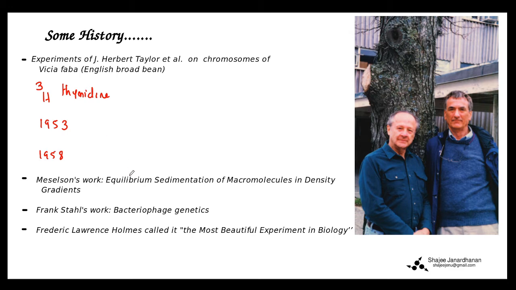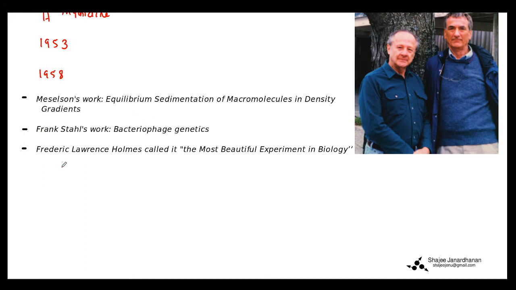For the experiment, what they actually planned was to use a molecule called 5-bromouracil as a density label to mark the DNA. But the problem with bromouracil is that it is a thymine analog. It is basically a thymine analog. It is a mutagen also. It basically causes transition mutations in the DNA.